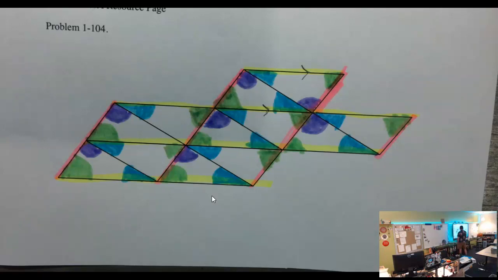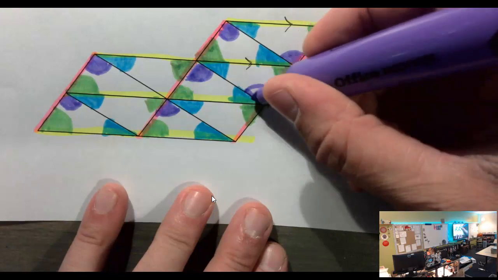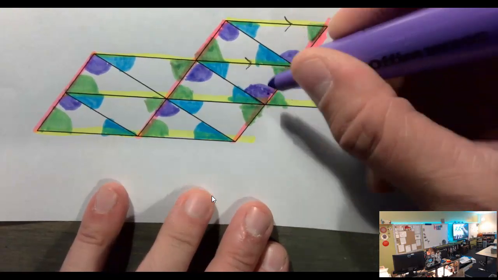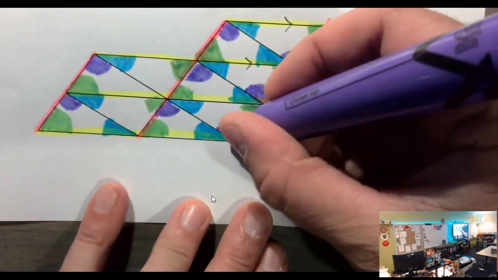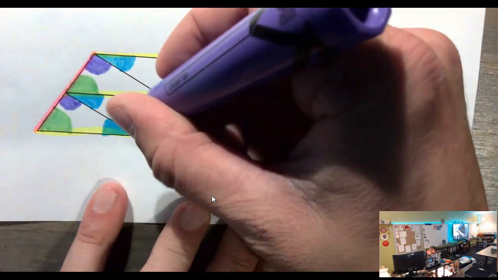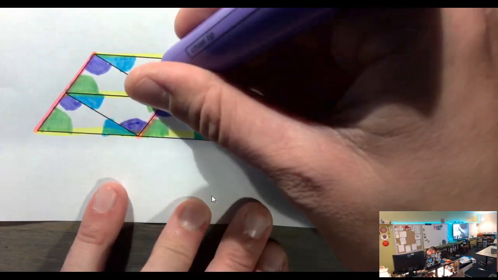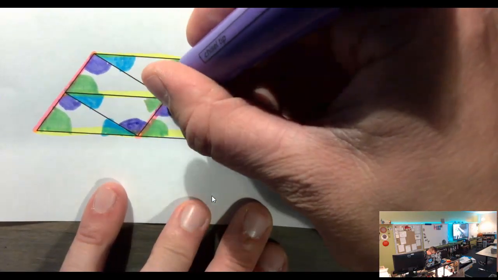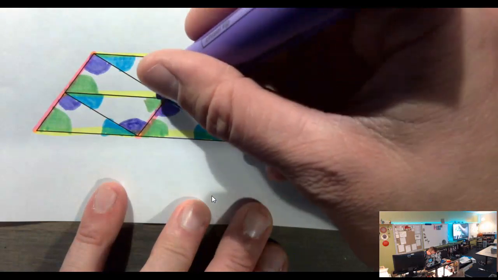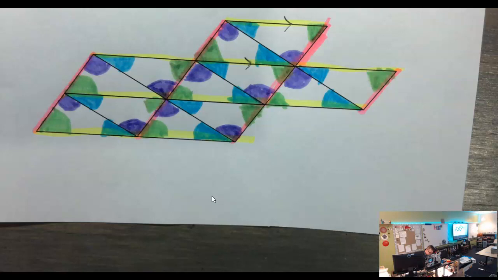All right, so, well, I forgot a couple angles. I am not an artist, obviously. But to use the rule that you just said, what do we need to know first? To use CPCTC, what do we need to know first? We need to know that the triangles are congruent. Guys, I forgot a blue, too.